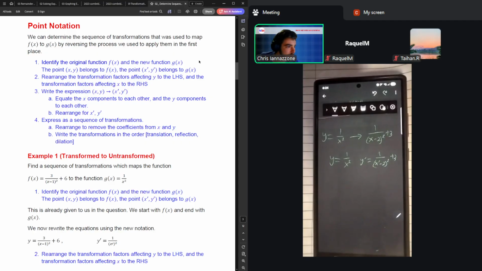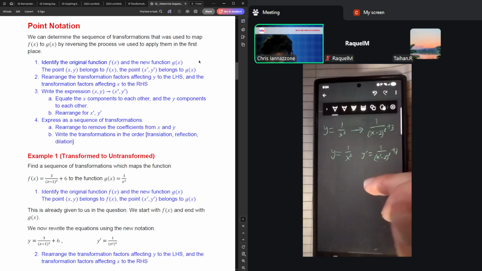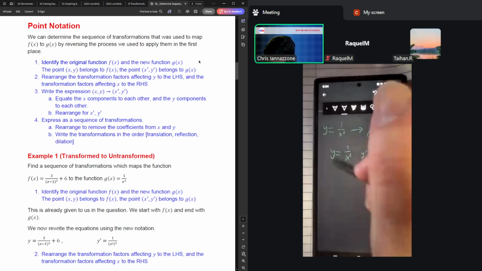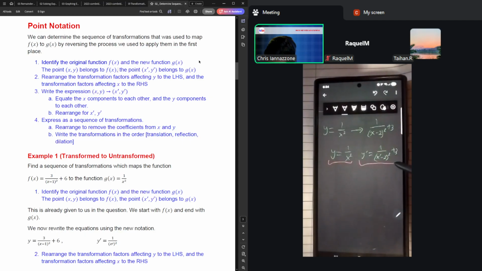From there, step 2, rearrange the transformation factors affecting the y to the left hand side, and the transformation factors affecting the x are going to stay on the right hand side. So you do this for both functions. You look at this one here, you look at this one here. Any transformations affecting the functions, both of them should be rearranged.